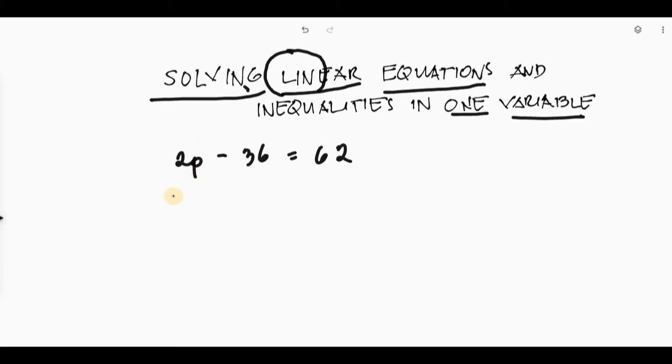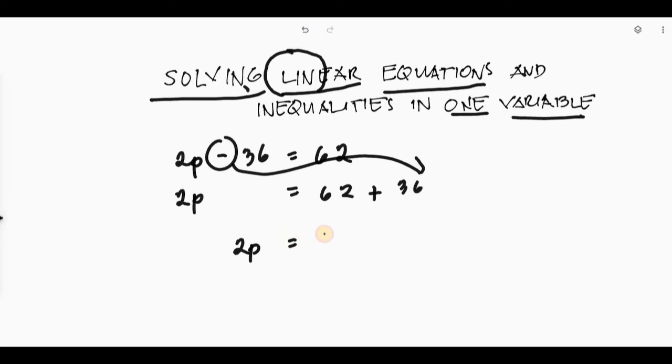Okay? So, 2p is equal to 62 plus 36. Okay, so the negative here naging positive doon. Okay, so 2p is equal to, let's add that, it will give us 98. Then we'll divide it by 2. So cancel. P is equal to, this will give us 49.